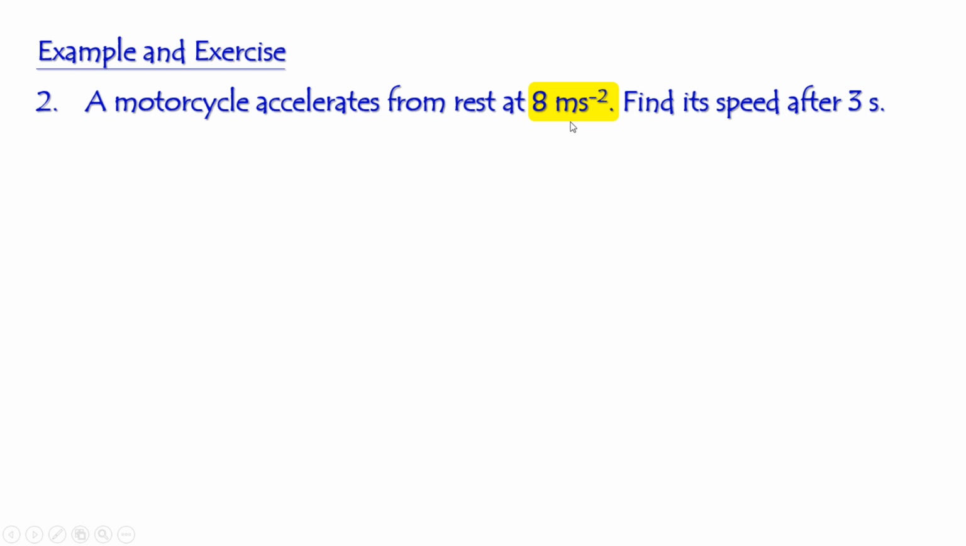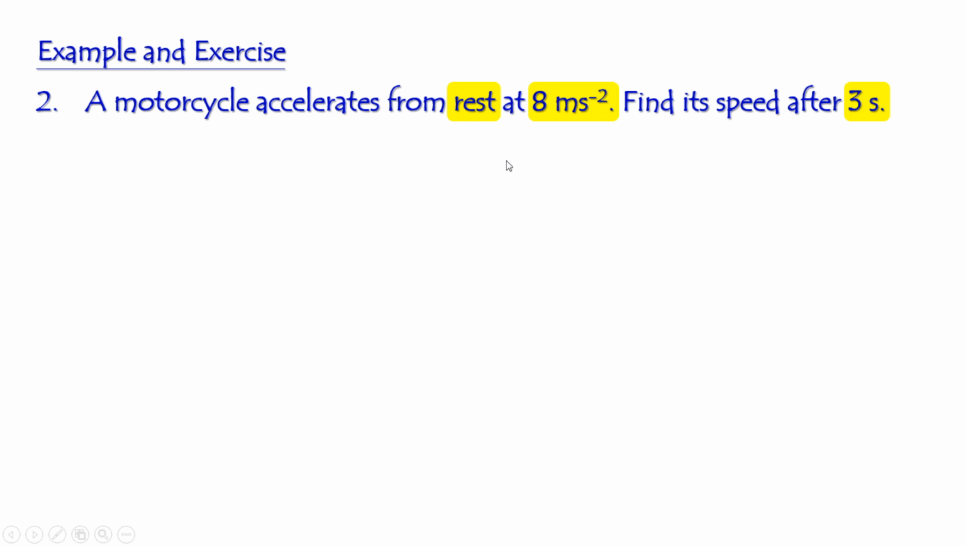From the unit of this quantity, we know that this should be the acceleration of the motorcycle. And you have to find the speed after 3 seconds. 3 seconds later, what will be the speed of the motorcycle? And there are only 2 numbers. Where is the third one? Sometimes the number is not so explicitly given to you. From rest. That means at the beginning, the speed of the motorcycle is 0. It is at rest. Is it okay?